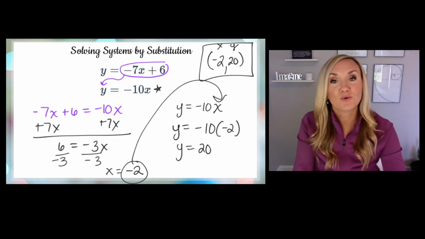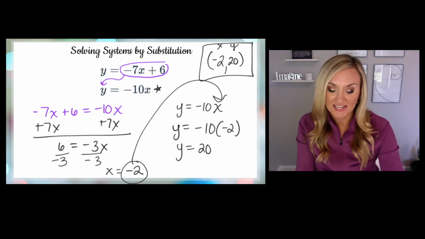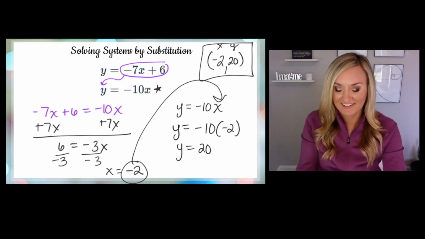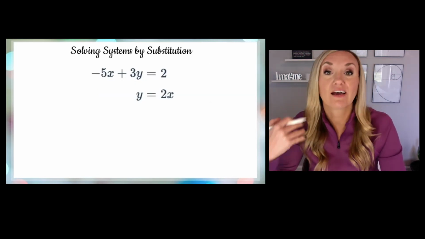and these two lines, they intersect at the point negative 2, 20. All right. Do you like substitution? I love it. I actually love it.